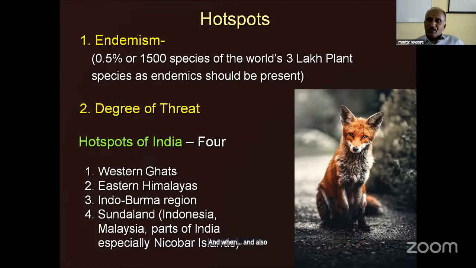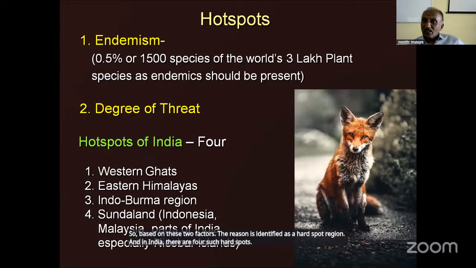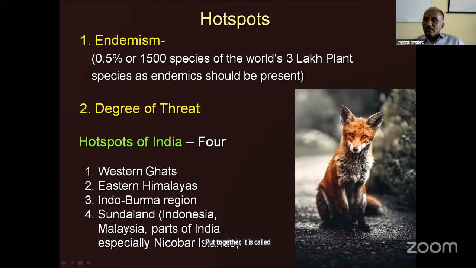And when such species are native to a particular area, the usage and exploitation also will be more. That means the degree of threat also will be more. So based on these two factors, the region is identified as a hotspot. In India, there are 4 such hotspots: Western Ghats, Eastern Himalayas, Indo-Burma region, and Sundaland. In a forest area, you cannot demarcate the boundary of which is the Indian forest or the Burma forest. It is a stretch. That is why, put together, it is called the Indo-Burma region. Sundaland is part of the forest area from Indonesia, Malaysia, and the Nicobar Islands. Put together, it is called Sundaland. Thus there are 4 such hotspots present in India.